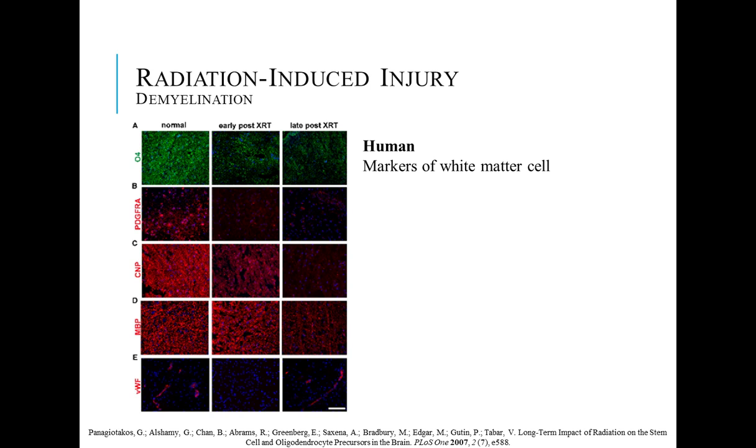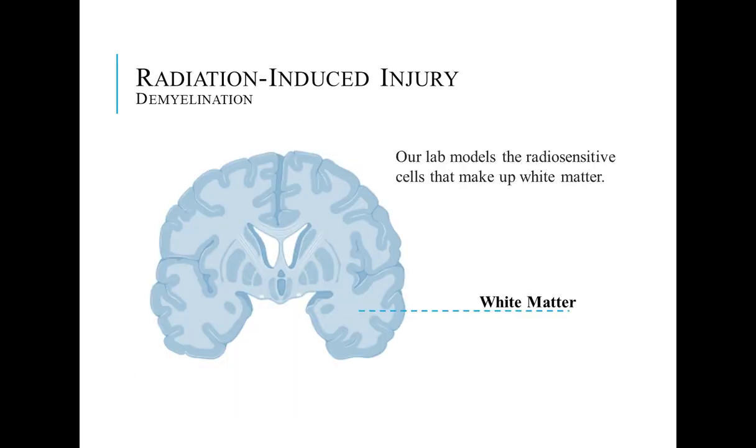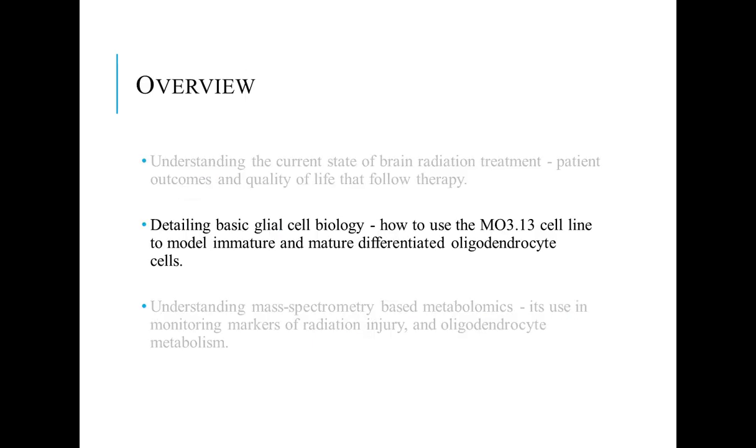To get a grasp on radiation-induced damage in the brain, we focus on this white matter damage, and again, its connection to cognitive impairment. So we model the radiosensitive cells that actually make up the white matter. This is what our lab focuses on, the cells of the white matter and their connection to this cognitive impairment. Which brings us into our second learning objective, which is talking about glial biology, these cells of the brain, and how we use the MO313 cell line to model immature and mature differentiated oligodendrocyte cells.